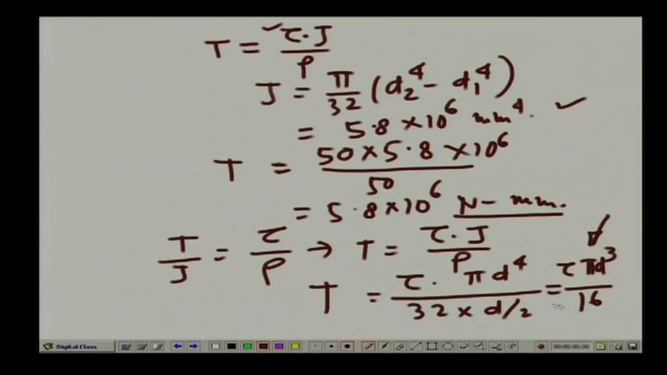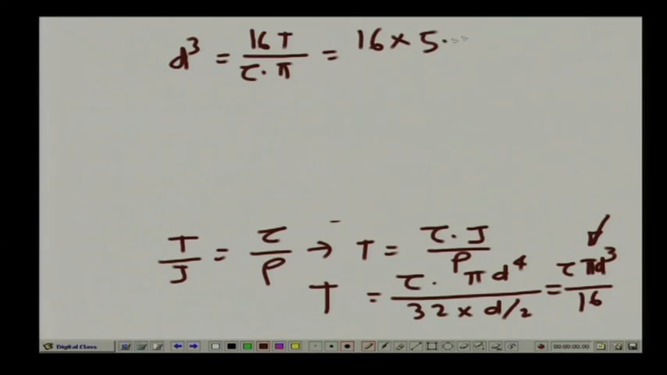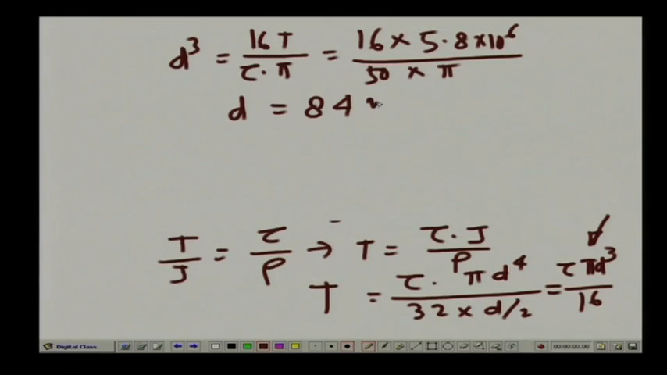So, from this particular expression, if we compute the value of d, now d cube is equal to 16 T divided by tau times pi. So, this is equal to 16 into T, we have got as 5.8 into 10 to the power 6, tau is limited to 50 times pi, and from this if we compute, d comes as 84 millimeter.